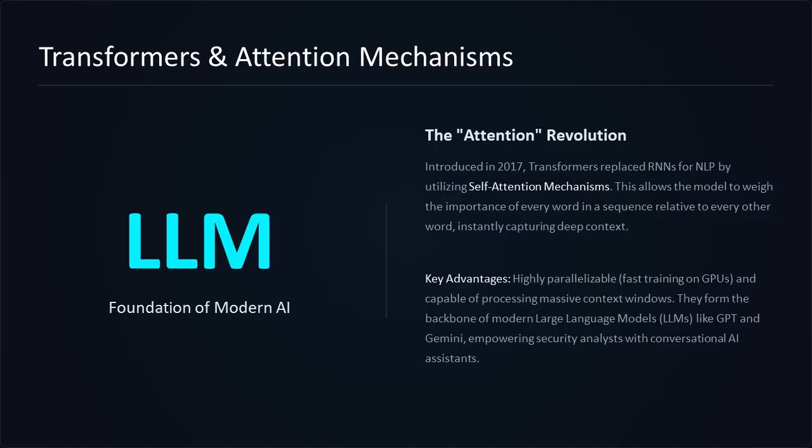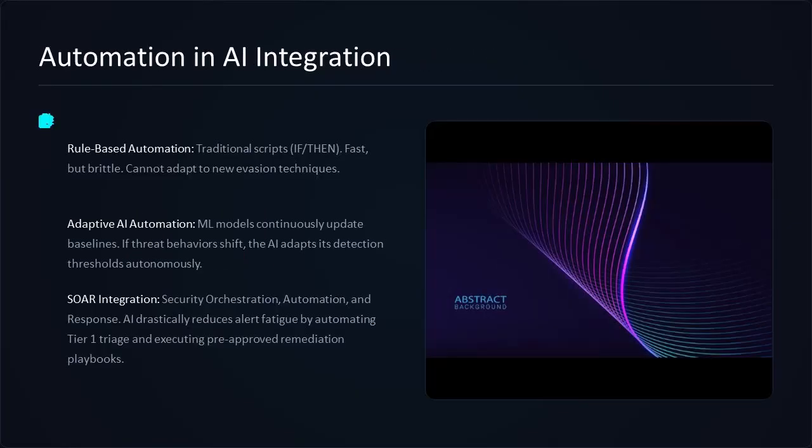Rule-based automation, traditional scripts, if-then. Fast but brittle. Cannot adapt to new evasion techniques. Adaptive AI automation, ML models continuously update baselines. If threat behaviors shift, the AI adapts its detection thresholds autonomously. SOAR integration, security orchestration, automation, and response. AI drastically reduces alert fatigue by automating Tier 1 triage and executing pre-approved remediation playbooks.